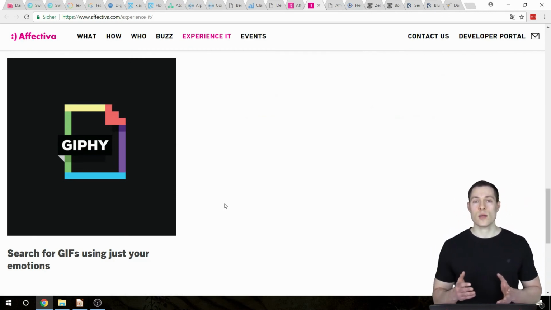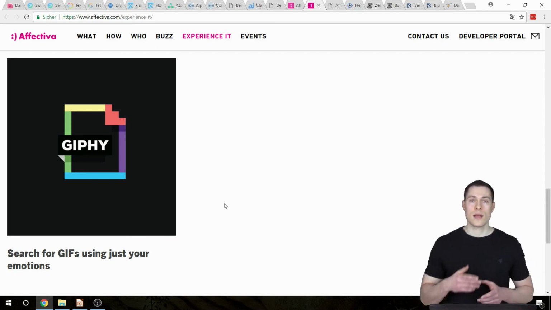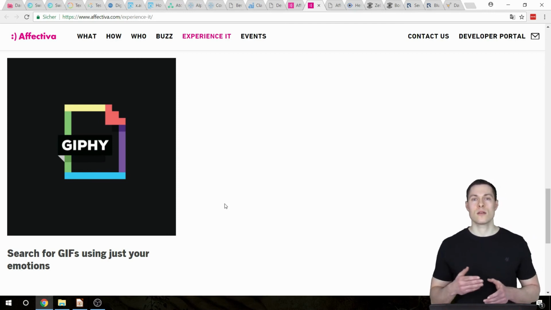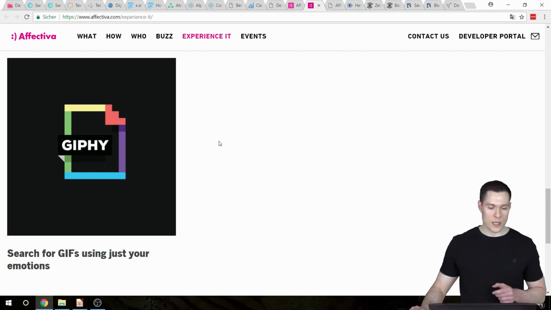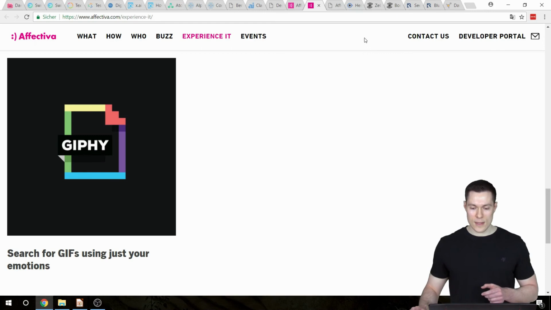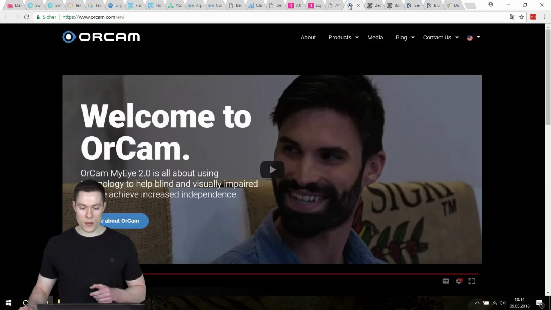And I think this really might become a feature at some point in the future for messaging apps, because your smartphone then can simply monitor your emotions while you're reading a text message. And then once you're done, it can automatically recommend a GIF that might be an appropriate answer to that message. So that's Affectiva. Next is OrCam.